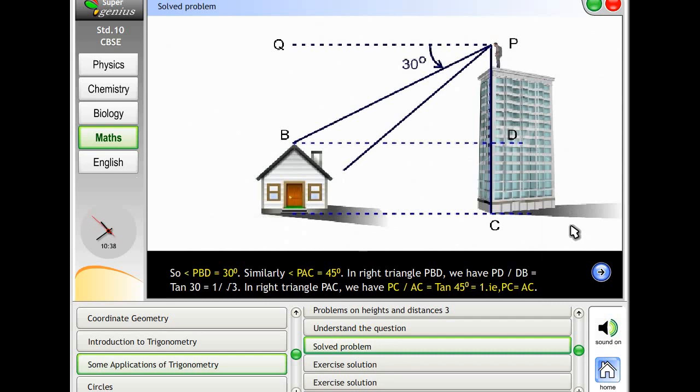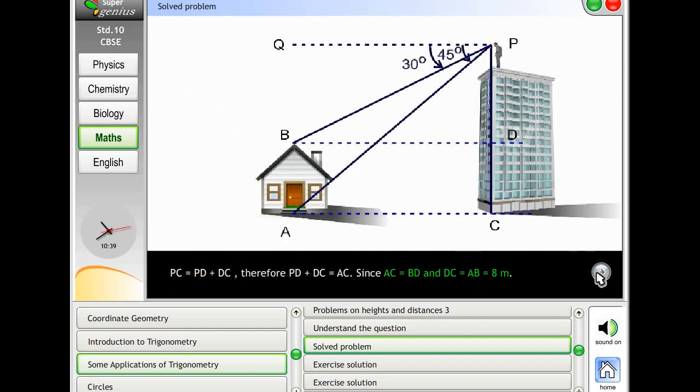In right triangle PBD, we have PD by DB equals tan 30° equals 1 by root 3. In right triangle PAC, we have PC by AC equals tan 45° equals 1. That is, PC equals AC. Also PC equals PD plus DC, therefore PD plus DC equals AC. Since AC equals DB and DC equals AB equals 8 meters.